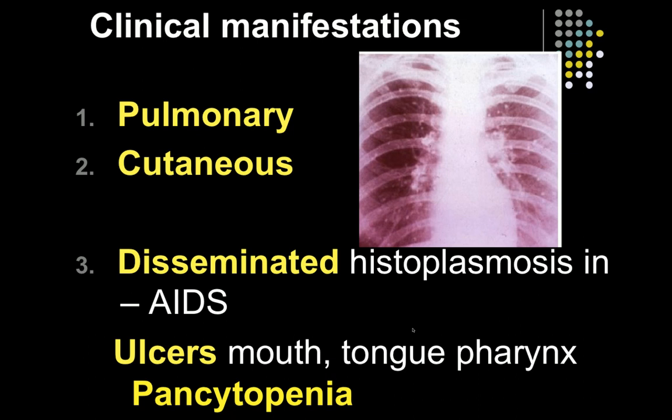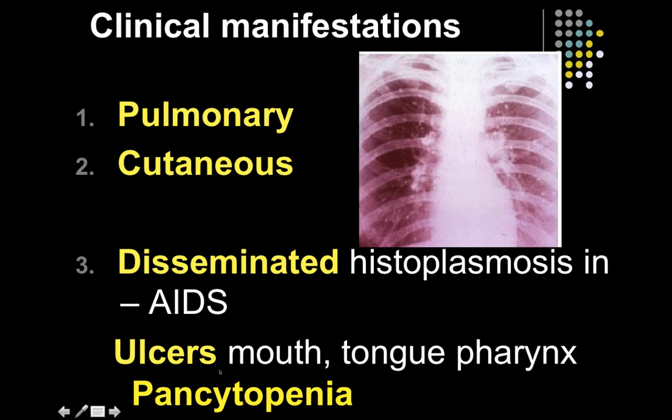Now, the clinical manifestations could be pulmonary, when these spores which are inhaled are taken up by the macrophages in the lung and converted into a yeast form and result in pulmonary lesions, or they can result in cutaneous lesions, or they could be disseminated histoplasmosis, mainly seen in patients where the immune system is suppressed, like in patients with AIDS. The characteristic feature of disseminated histoplasmosis is presence of ulcers in the mouth, tongue, pharynx or larynx, and at the same time the patient has pancytopenia.